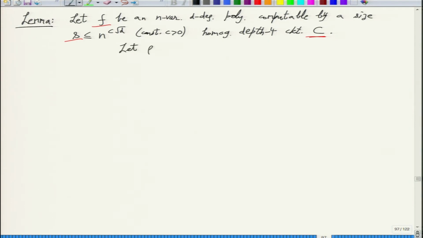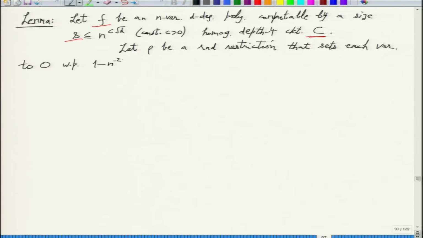Let rho be a random restriction that sets each variable to 0 with probability 1 minus n to the minus 2c. Point being that it's a high probability. Okay, so rho is a random restriction which will set a variable to 0 with probability very close to 1.